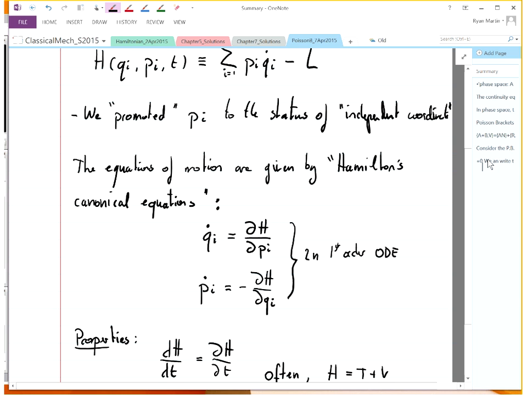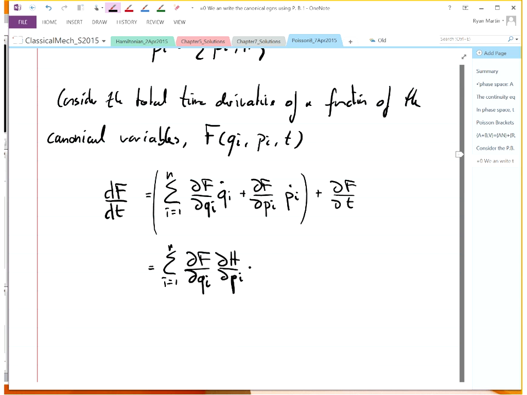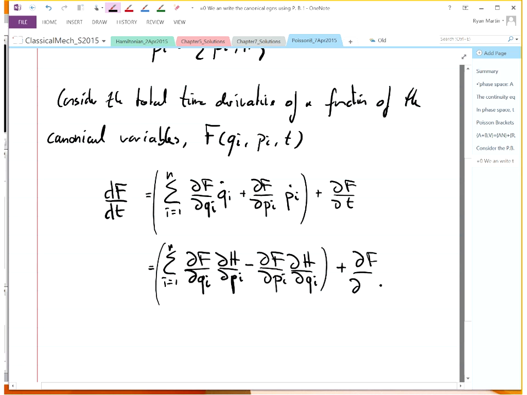Since I have pi dots in the next term, you see here pi dot is minus ∂H/∂qi. Right? So then the second term is going to be minus ∂F/∂pi ∂H/∂qi. And I have my ∂F/∂t at the end there.